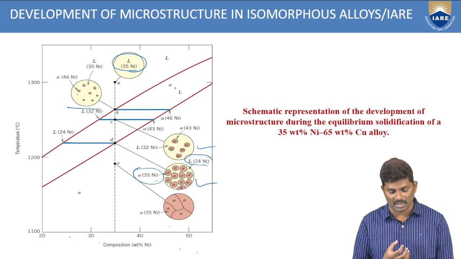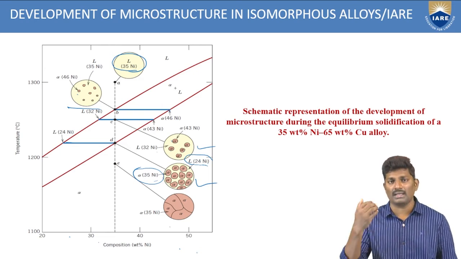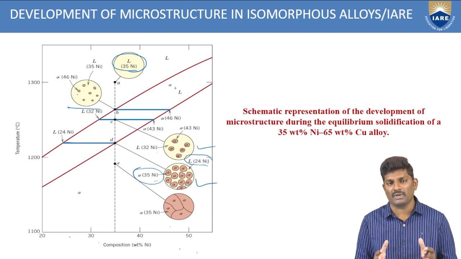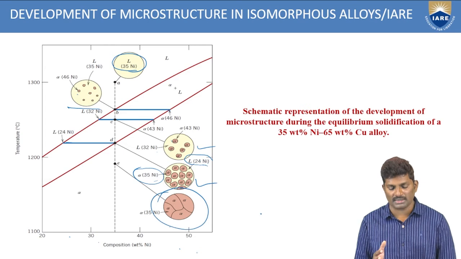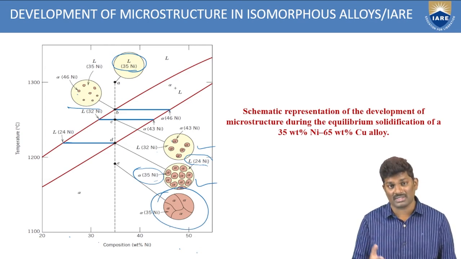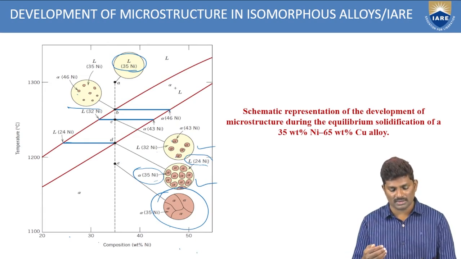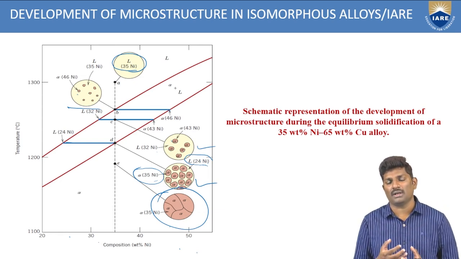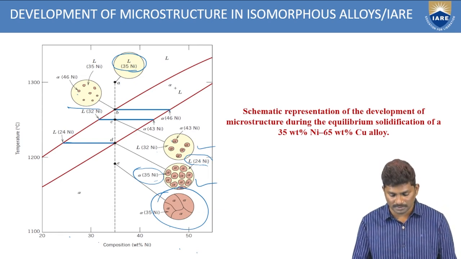That's why the solid percentage is very, very high when you compare with the liquid. And if you still reduce the temperature, there is no formation of liquid, there is a complete formation of solid particles here. So this is the schematic presentation of the development of microstructure, how it develops from liquid to solid in these isomorphous alloys.